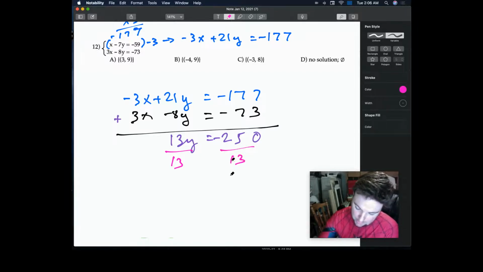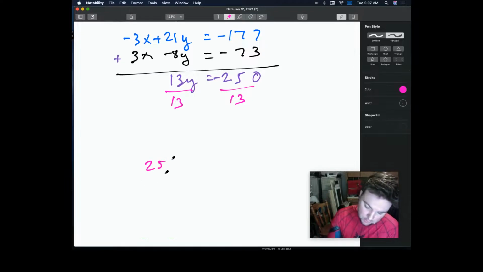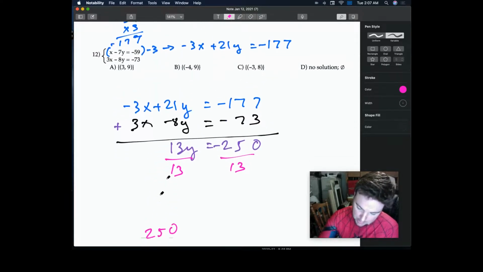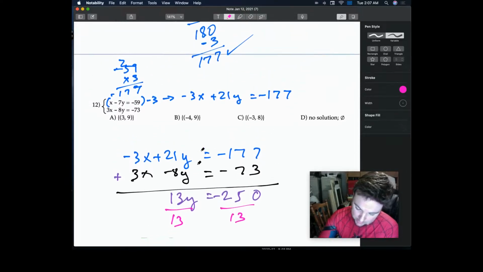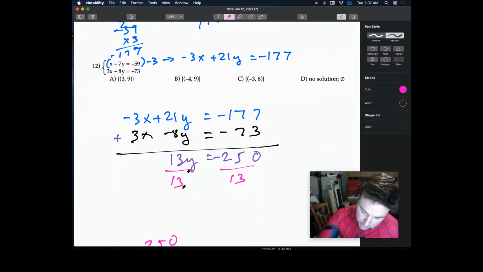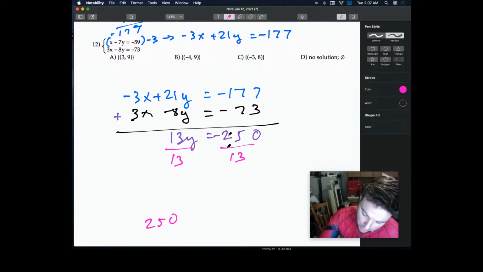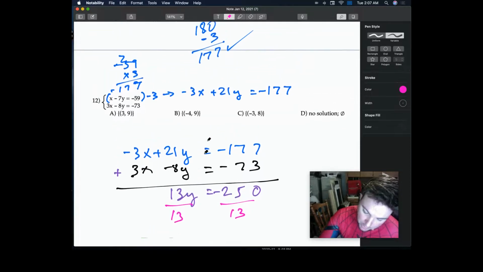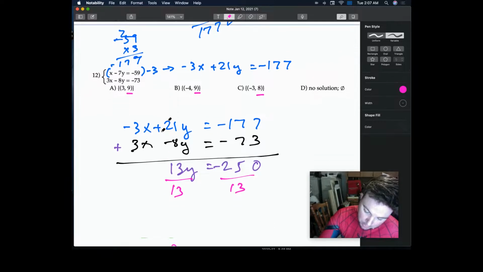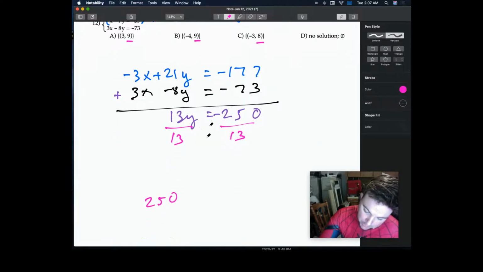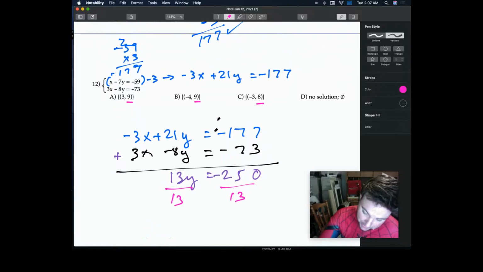And let's see what happens here. So 250, let's see, did I make a mistake here? Yeah, I think I did, right? How do I know? How did I know I made a mistake here already? Well, I know I made a mistake because if we look at all the answer choices, the y values are all positive. But when I'm solving this, my y value is negative. So I clearly made a mistake. Let's see what I did wrong here.